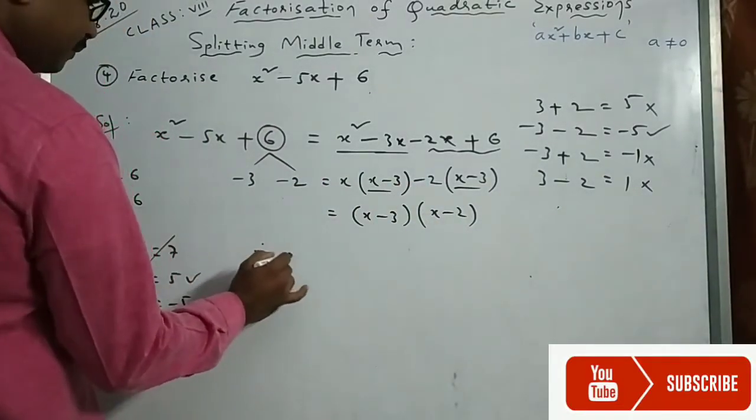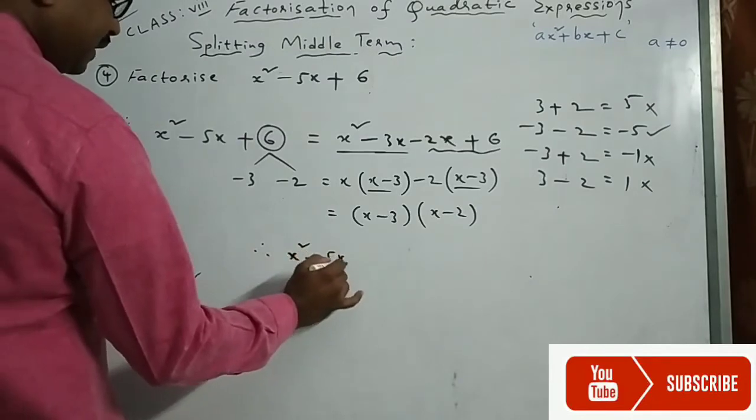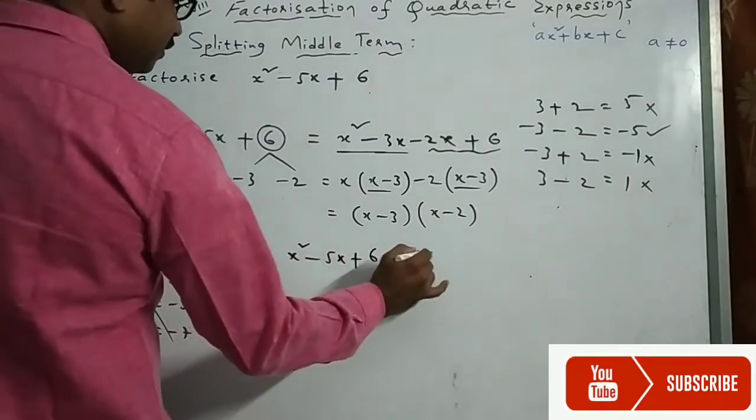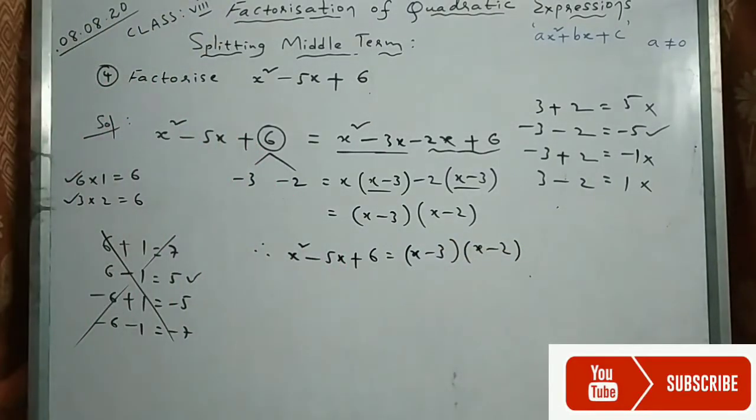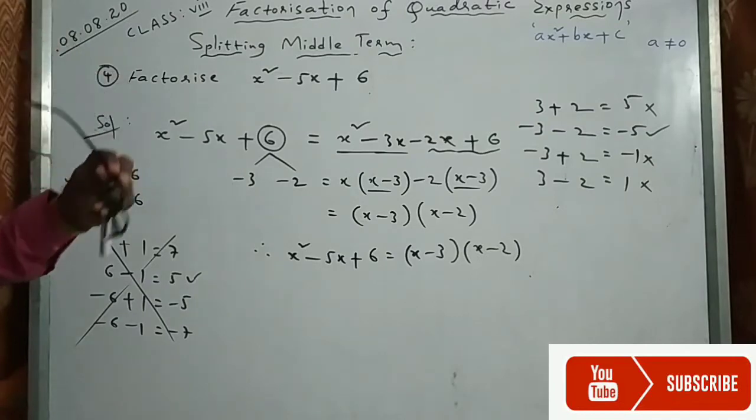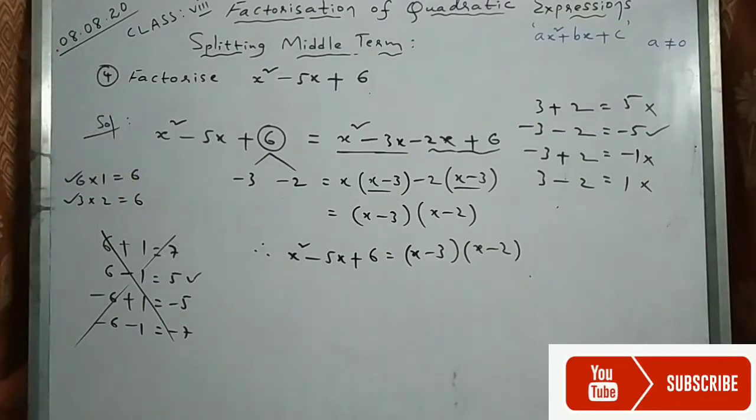So therefore, x square minus 5x plus 6 equals x minus 3 into x minus 2. They are the factors. Okay? That is the method. We will see one more problem.